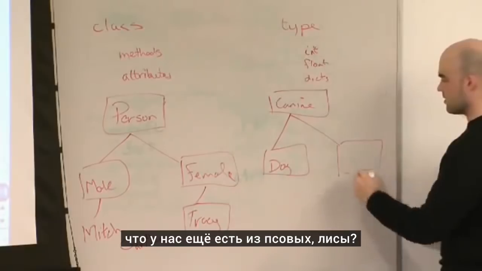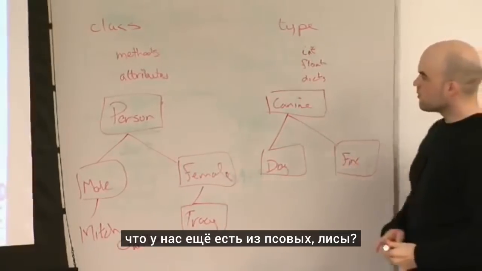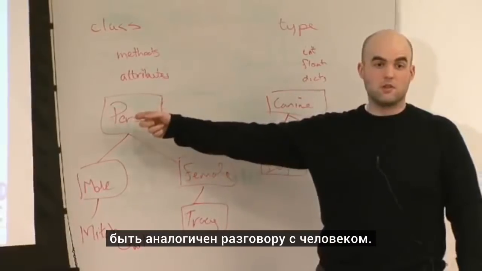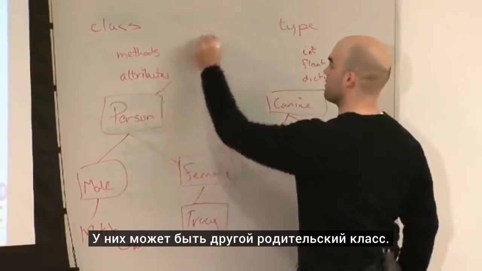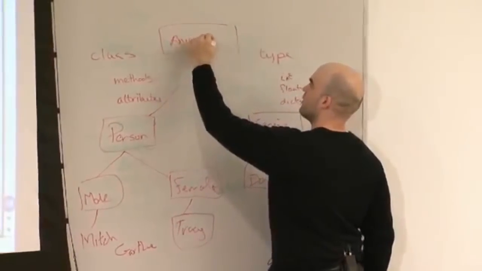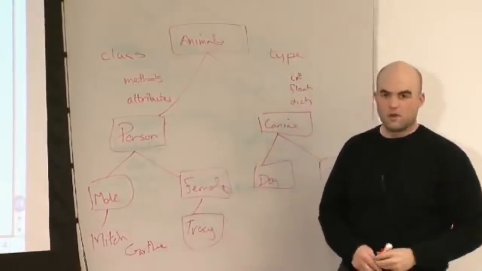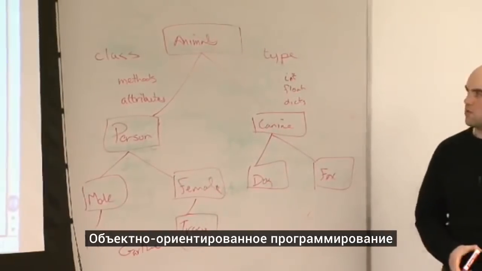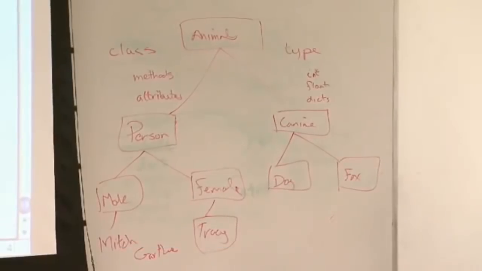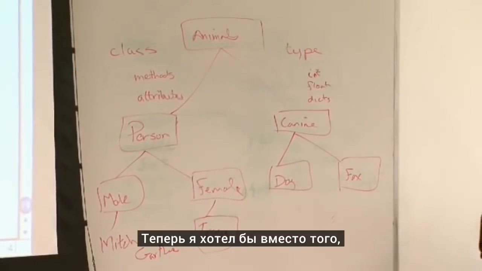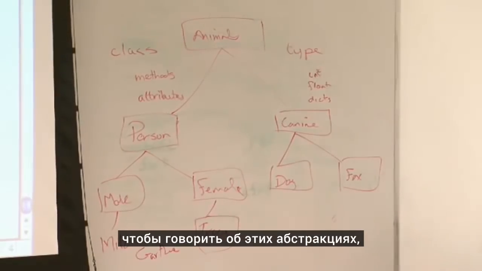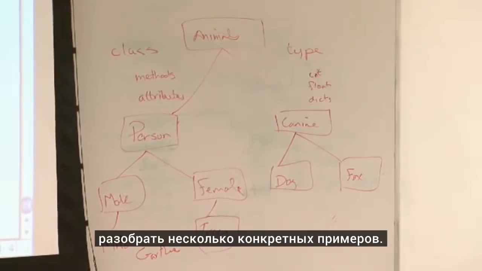So as another example, let's say that I have dogs and, I don't know, what's another canine, foxes. I'm not going to necessarily talk to canines the way that I talk to a person. So they would exist with a different superclass. And then we could all be animals. So really what object-oriented programming gives you is a different way of thinking about how you're modeling your world, all right? And what I want to do is now, instead of just talking about kind of these abstract things, kind of walk through some concrete examples.